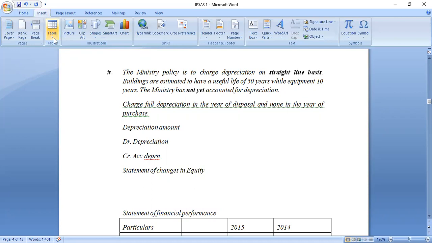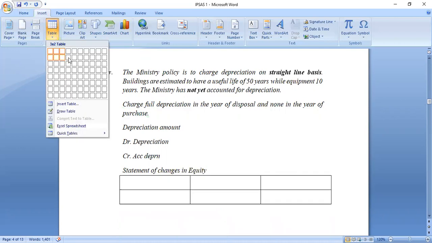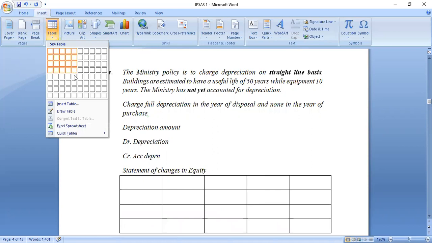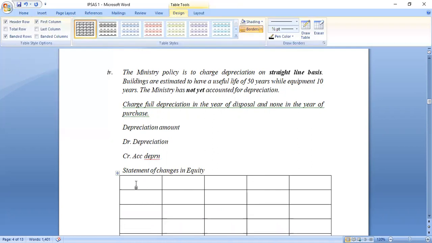If I may just draw, assuming that there are three, okay, borrowing from the same question. You have something like this. Here you're supposed to have details. Then here you have all your equity items. So in this case, we had capital from the government, we had accumulated surplus, then we had the revaluation reserve. So this side is supposed to be the total column here. You're supposed to add that.